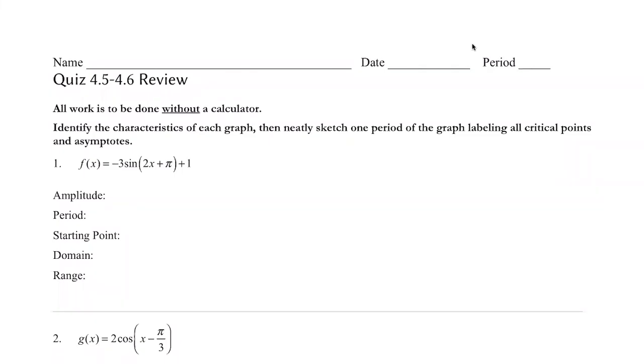All right, let's go through number one. Number one is a sine curve. Notice how our A value is -3, but remember amplitude is always positive. So our amplitude is going to be 3, but our curve is going to be reflected.